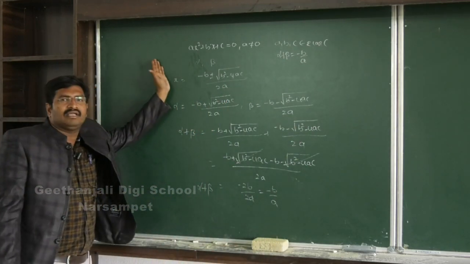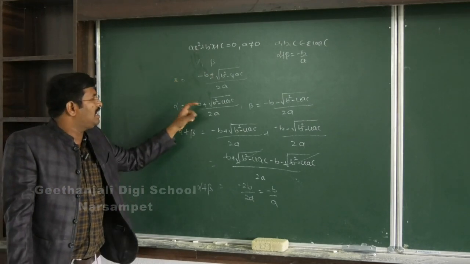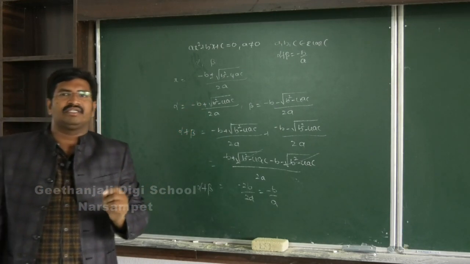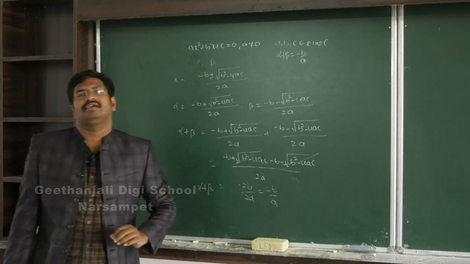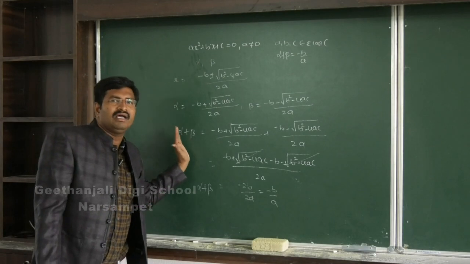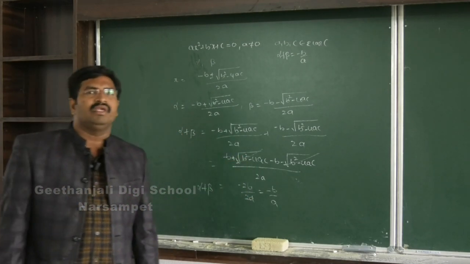Generally we know the roots of the quadratic equation are alpha and beta. The alpha value is minus b plus root of b square minus 4ac by 2a, and the beta value is minus b minus root of b square minus 4ac by 2a. If we add the two terms, we get the sum of the roots: alpha plus beta is equal to minus b by a.